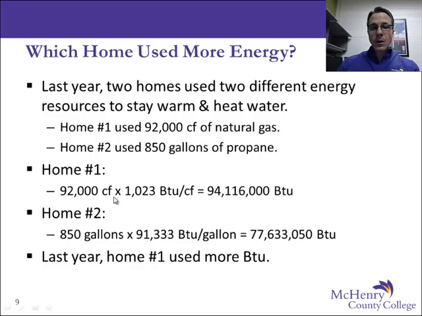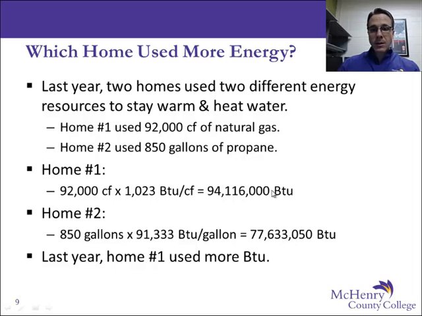Home number 2 used, of course, propane, and propane has 91,333 BTU per gallon. So you multiply the number of gallons by the number of BTU in each gallon, and you get home number 2's total energy consumption in terms of heating the house and also heating water. And we see that home number 2, in order to accomplish the same task, used 77,633,050 BTU. So looking at these two now, we have a common unit of measure, BTU, and we can see that home number 2 used less energy to accomplish heating the house and heating water than home number 1.